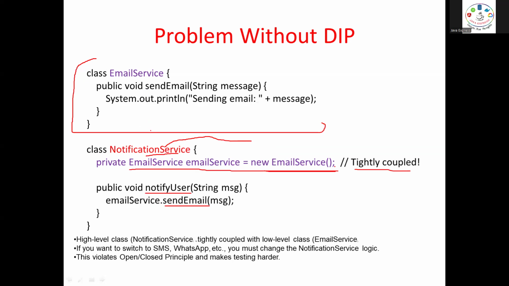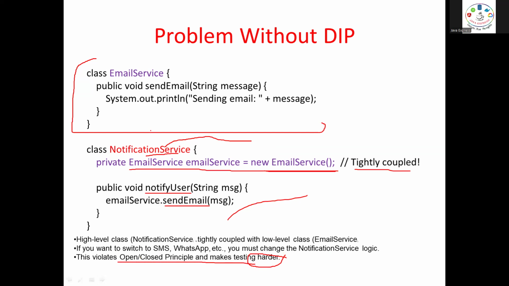In future, you may have a requirement to support SMS and WhatsApp also. Then we need to change the NotificationService logic. Changing this piece of code affects another principle, the open closed principle, OCP: open for extension, closed for modification. That principle is also violated here, and testing becomes harder. This is the problem statement if you don't implement the dependency inversion principle.